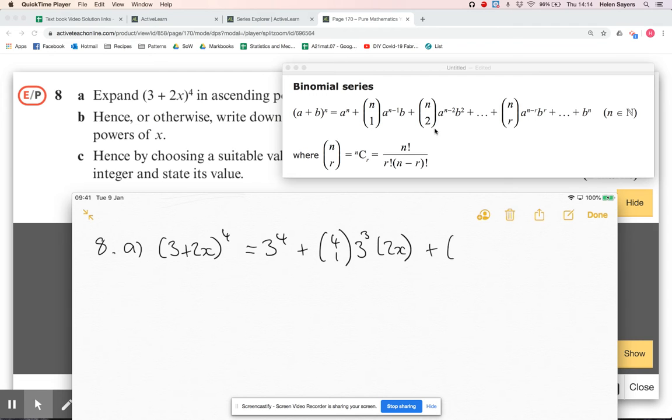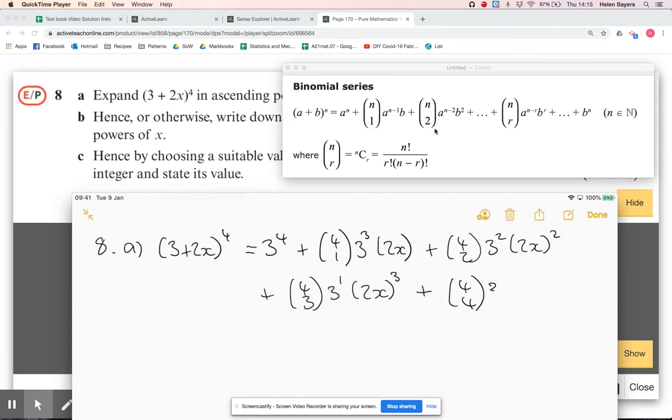Then it's 4 choose 2. The power of 3 is going to decrease, and the power of 2x is going to increase to squared. 4 choose 3: the power of 3 is going to decrease, I'm going to put a power of 1, even though obviously that is just 3, and the power of 2x is going to increase. And then 4 choose 4. Again, I'll write 3 to the 0, just so we can see that pattern. On every term, the powers should add up to the power there. So 1 and 3, 0 and 4, 2 and 2, etc.